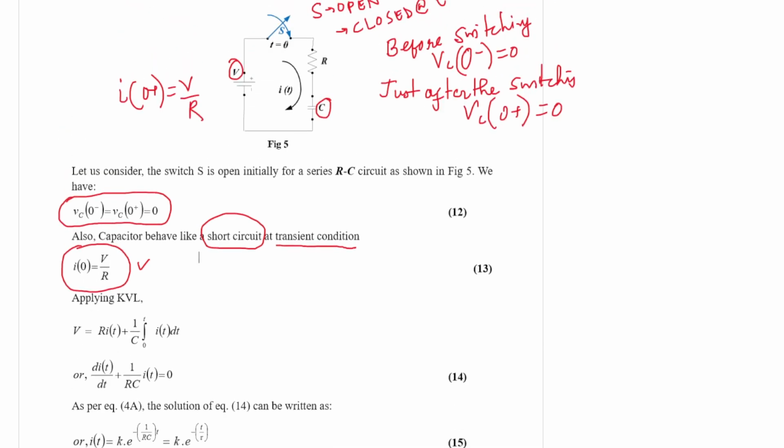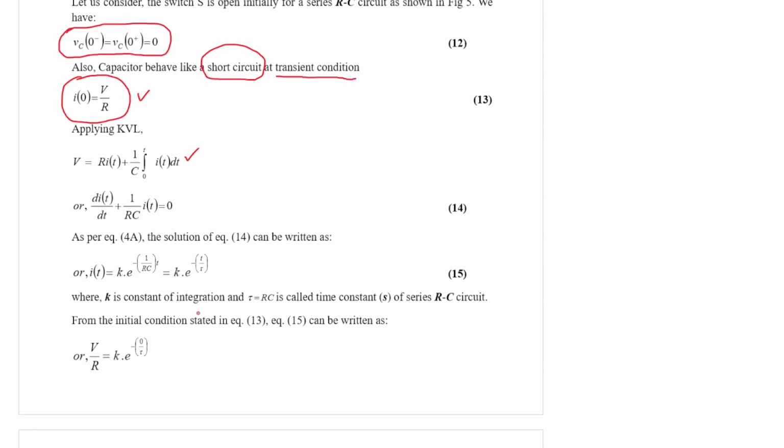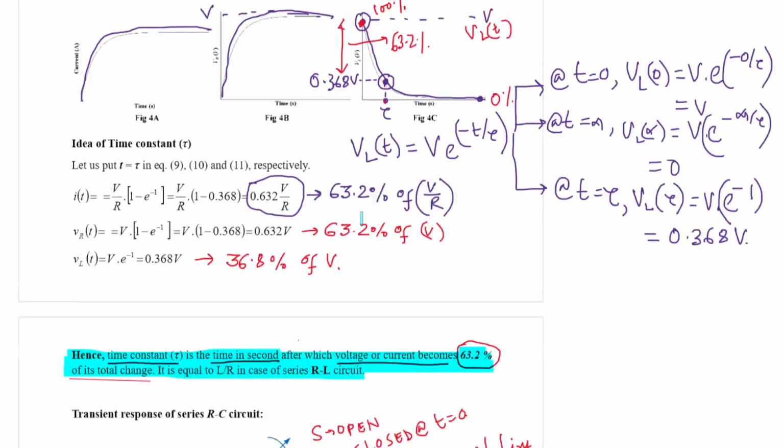Now we can apply KVL equation. So V is equal to R into i(t) plus 1 by C integration 0 to t of i dt. With that, if you take the derivative, then it will be di/dt plus 1 by RC into i(t), and that will be equal to 0 because voltage is constant, so its derivative is 0. So you will get this differential equation. You will see that this is a very well known form as mentioned in equation 3b previously.